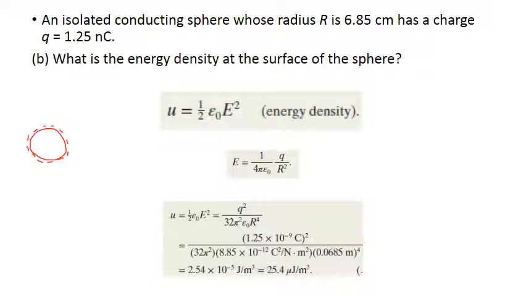We can obtain that the electric field outside the sphere is Q over 4 pi epsilon naught r squared, and we will replace r with just the surface of the sphere, 6.85 centimeters. So the electric field is 1 over 4 pi epsilon naught Q over r squared.